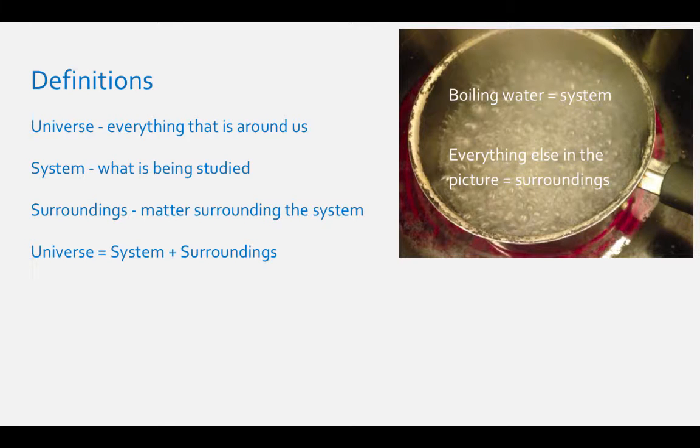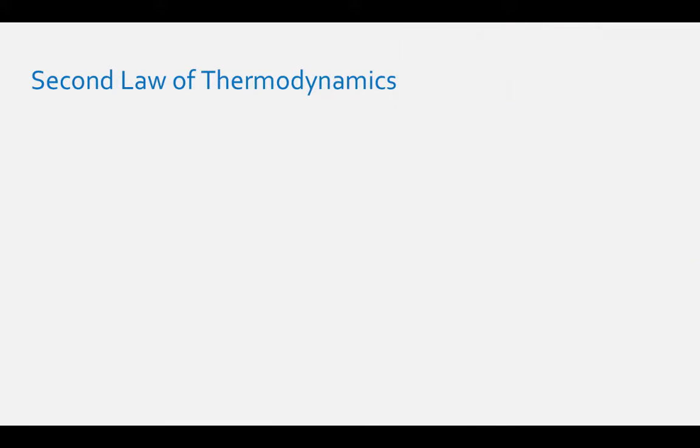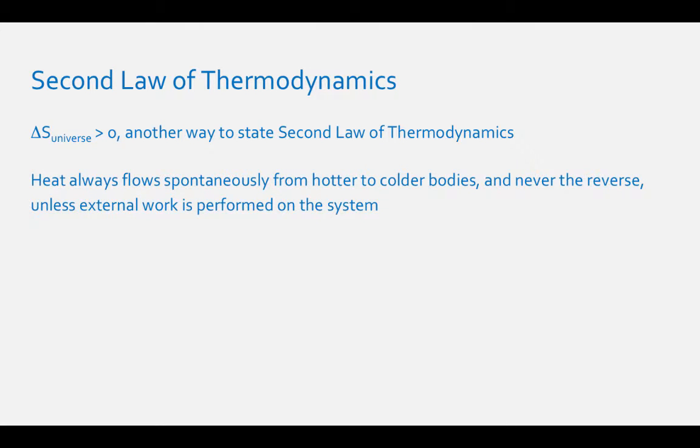This is the same for entropy as well. The overall change in the entropy of a universe as a result of a chemical or physical process equals the change in entropy of the system plus the change in entropy of the surroundings. A positive delta S universe is another way of expressing the second law of thermodynamics. The second law of thermodynamics is heat always flows spontaneously from hotter to colder bodies, and never the reverse, unless external work is performed on the system.